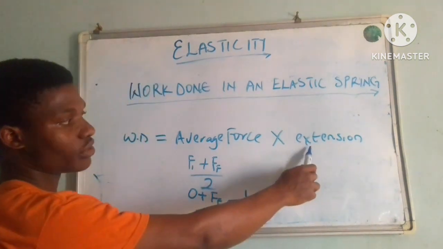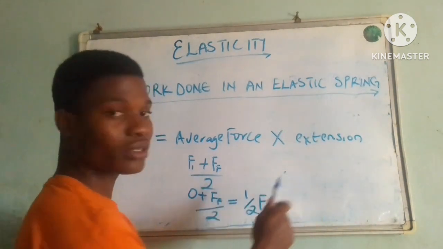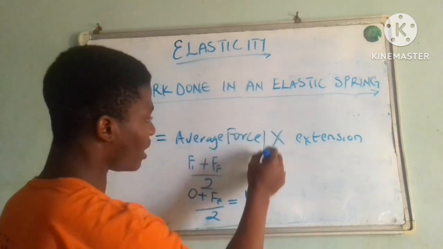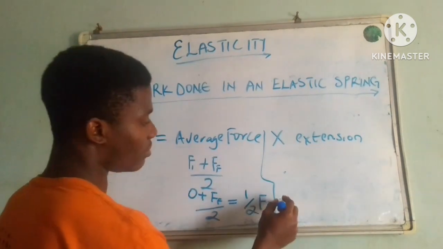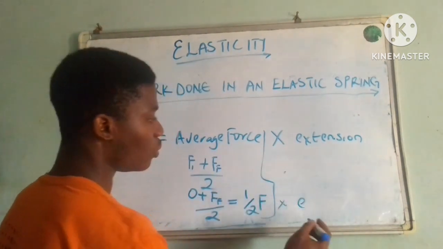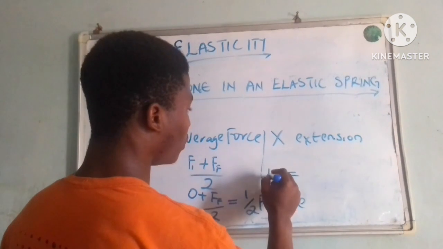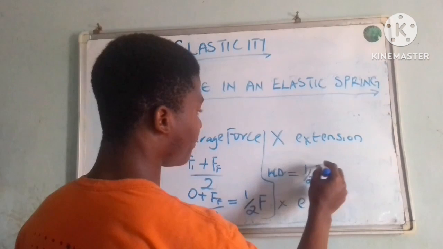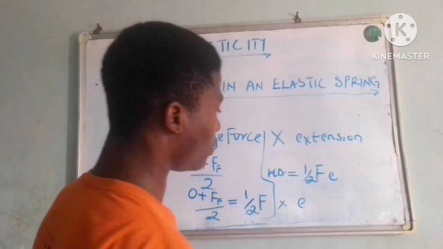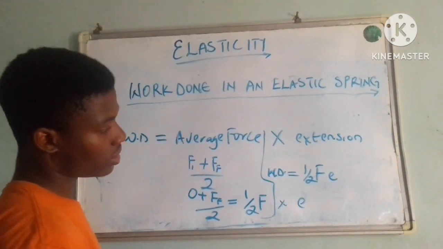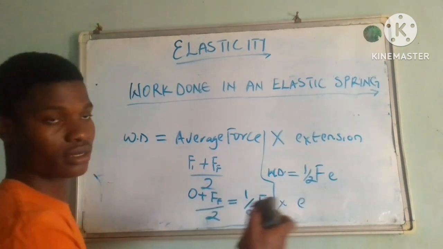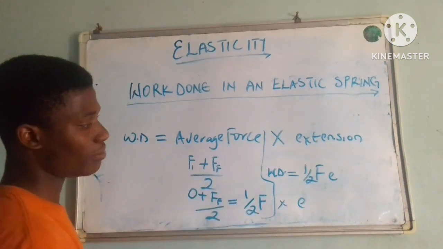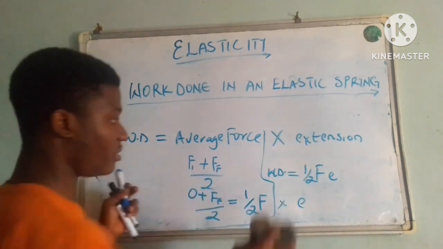Remember, we talked about extension here. So bringing that extension down as E, look at it. This average force times E, which is extension, will give us work done equal to half F E. So the formula for work done is half Fe. Yes, so I'm going to expand this formula, but just keep in mind that work done is half Fe.